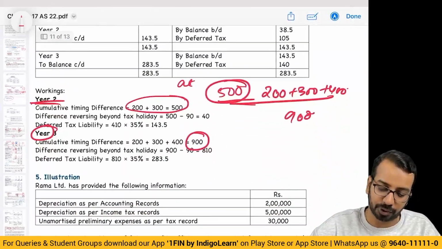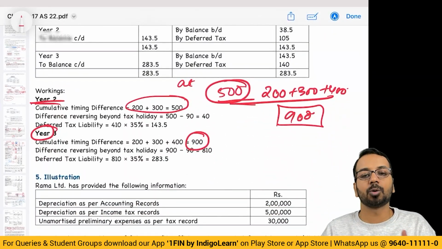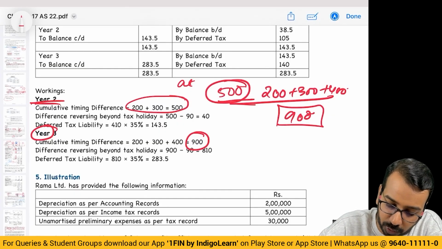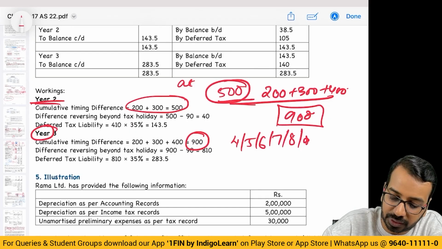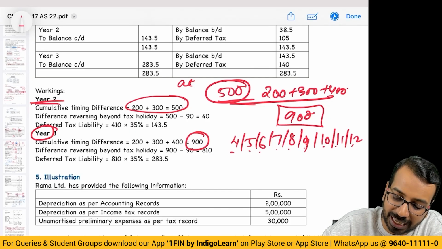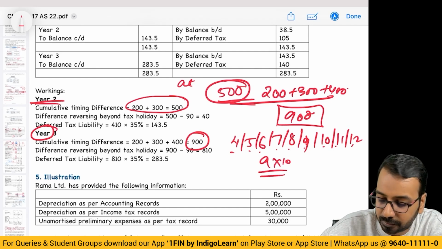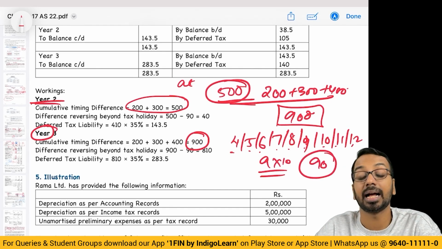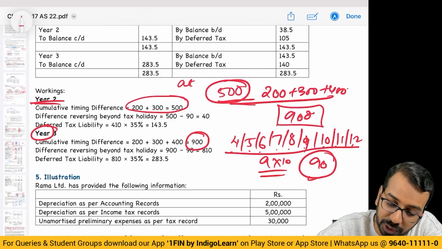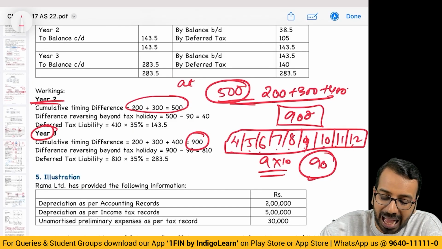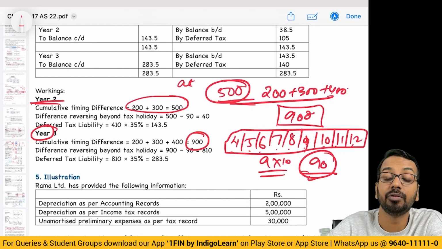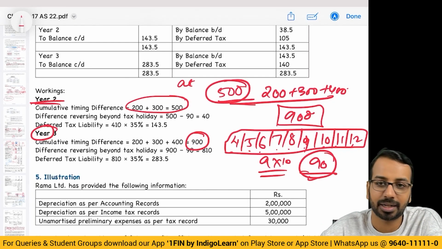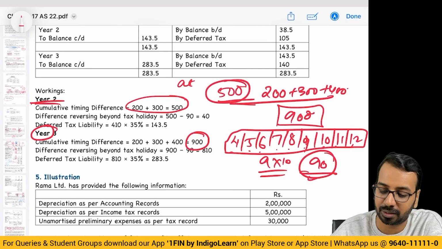Okay, so we'll do for the third year. 900 is the total origination. Now, how will the reversal happen? 4, 5, 6, 7, 8, 9, 10, 11, 12. That is 9 years into 10, that is 90 lakhs will be reversed during the tax holiday period. Whatever gets reversed after that, we will create a DTL for that particular amount. Now, think of it.